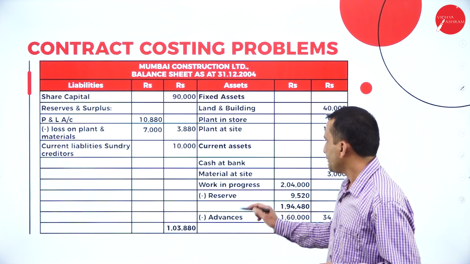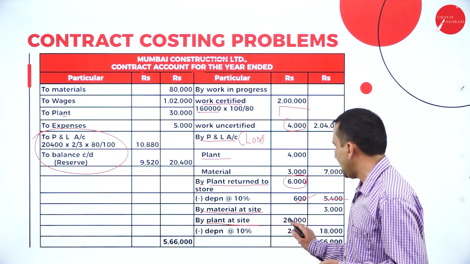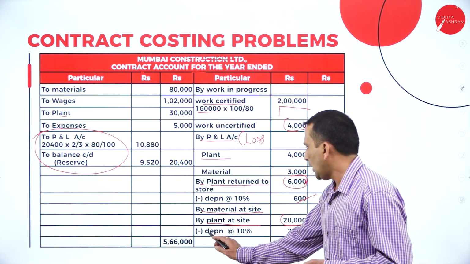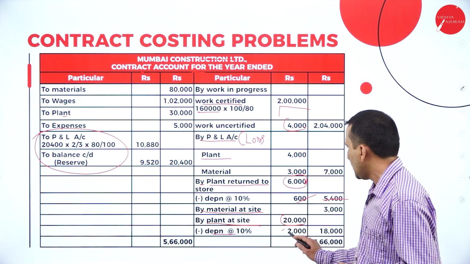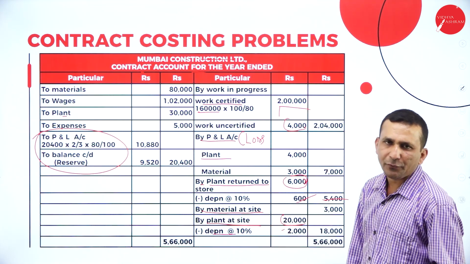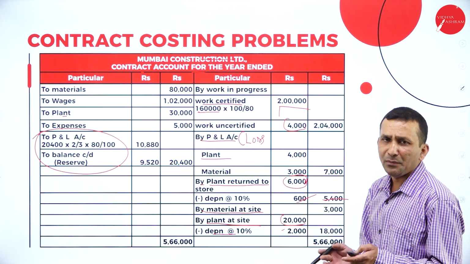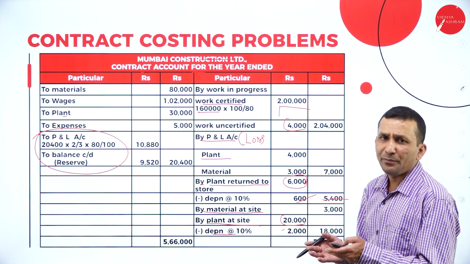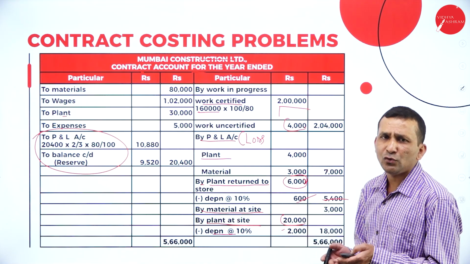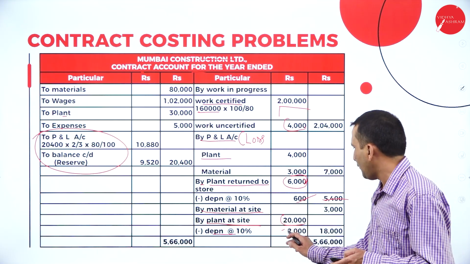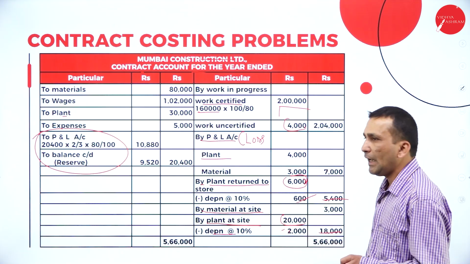Again, the plant at the site is 20,000. Again depreciation 10%, because they clearly specified in the question 10%, but original cost or diminishing cost they have not specified. If they are not specified, we try to do it with the original cost method. After deducting 2,000, we are getting 18,000.